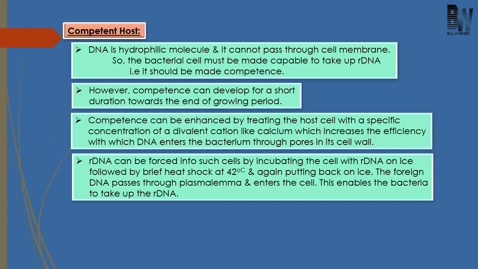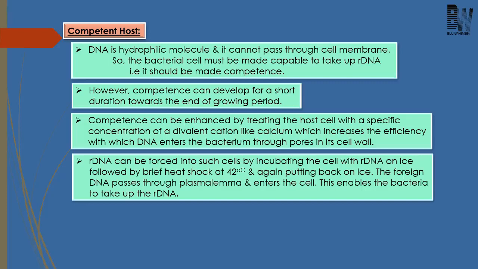So what we have to do is treat the host cell to make it competent. To make it competent means to make the host cell capable of taking up recombinant DNA. To do this, the host cell should be treated with a specific concentration of a divalent cation, such as calcium, and this process helps increase the efficiency with which the DNA enters the bacterium through the pores.